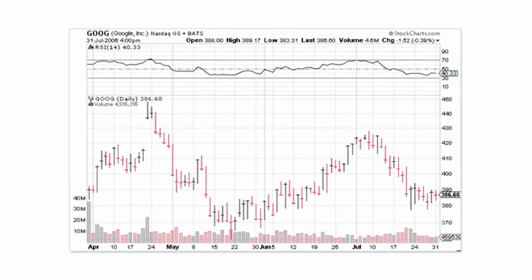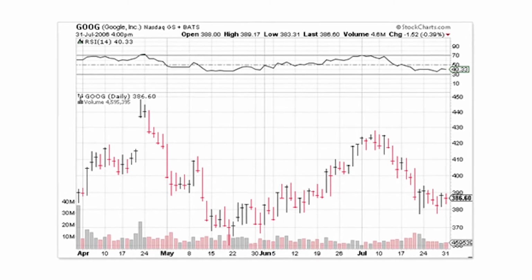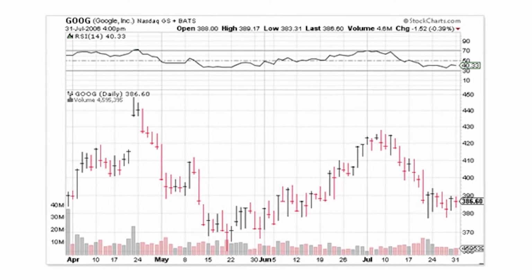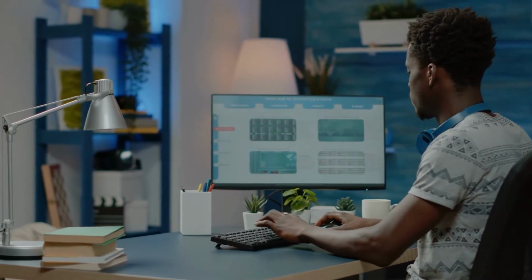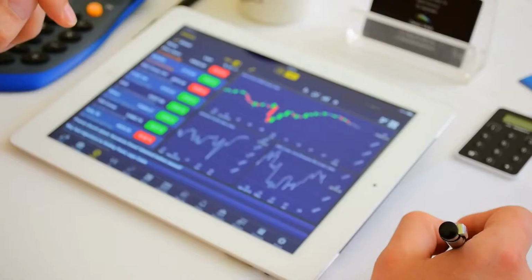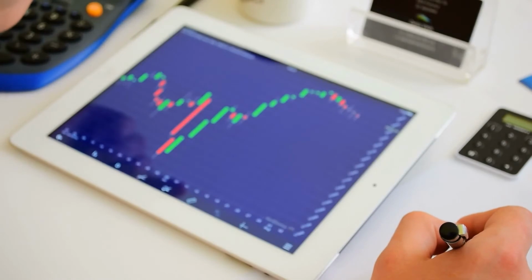The third chart is the bar chart, which is the most popular among traders. It indicates the day's opening, closing, as well as the highest and lowest price levels. It provides a daily summary of stock price fluctuations.